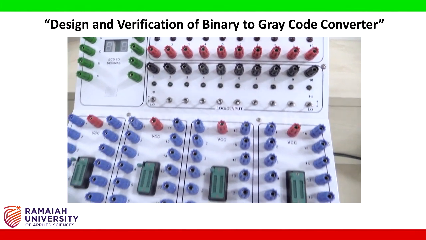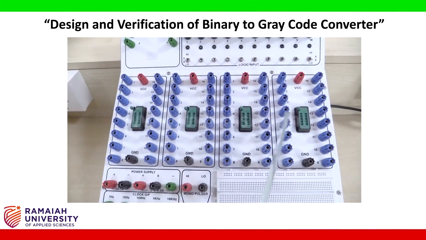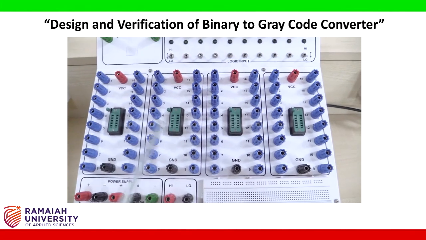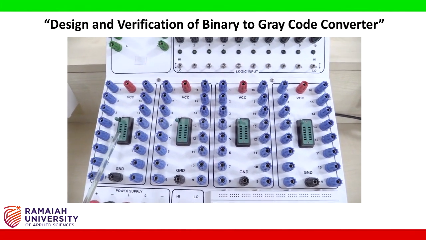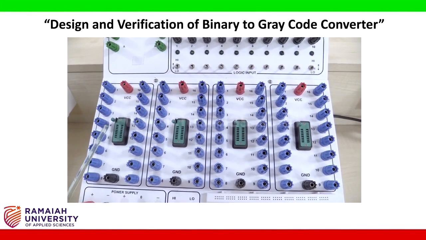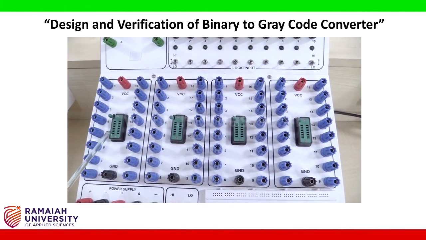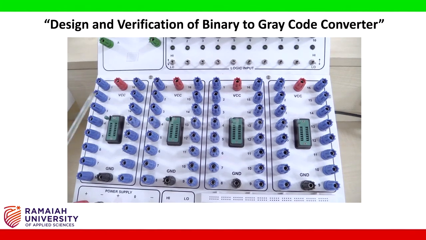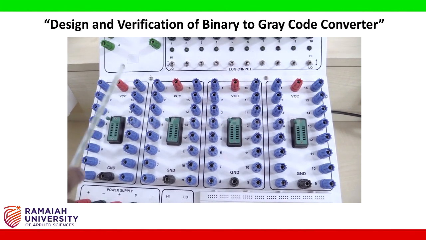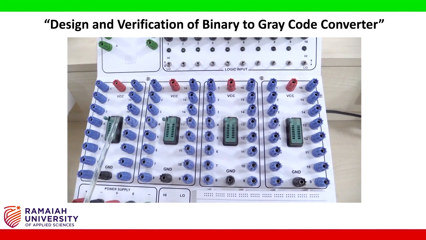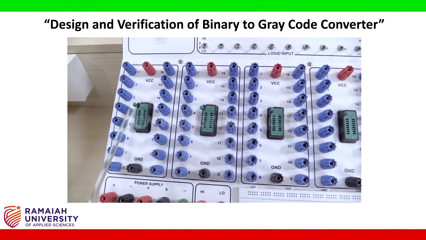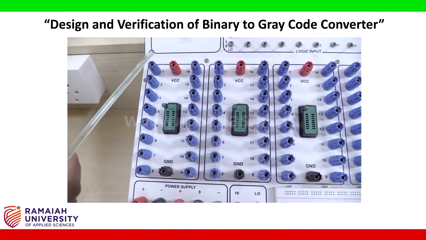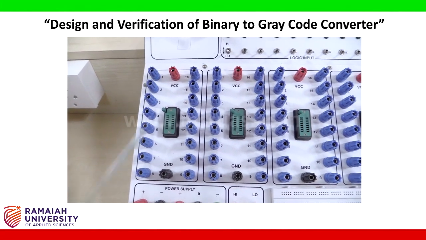And here you can also see there are 4 IC bases, where you can place the ICs. Each IC base has IC slots, where you can place an IC. Each IC base consists of 16 slots, and there are 16 pins at the left side of the IC base as well as the right side of the IC base. These are internally connected to each slot, and each IC base also consists of VCC and ground.